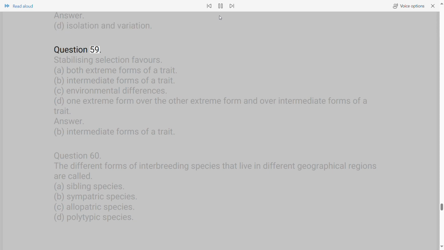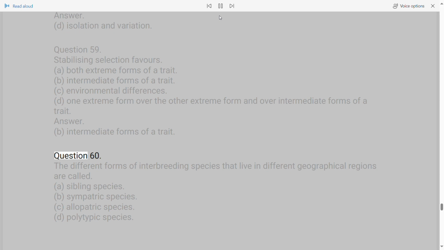Question 59. Stabilizing selection favors A. Both extreme forms of a trait, B. Intermediate forms of a trait. C. Environmental differences. D. One extreme form over the other extreme form and over intermediate forms of a trait. Answer. B. Intermediate forms of a trait.